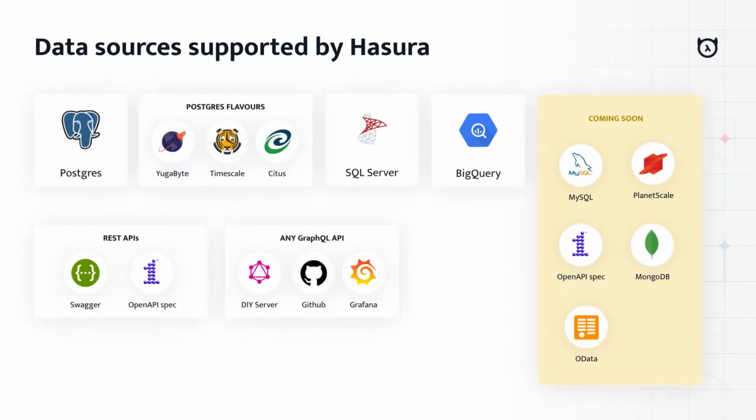Now let's look at the data sources supported by Hasura. Hasura supports Postgres and Postgres flavors, SQL Server, and BigQuery. And it also supports REST APIs and any GraphQL API that can be added as a remote schema so that you can join data across any of these sources to become a unified GraphQL API. Support for more databases is coming soon.